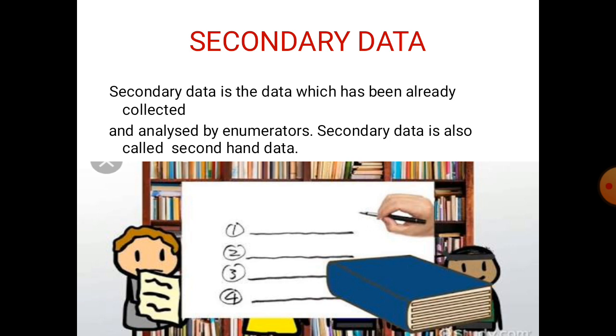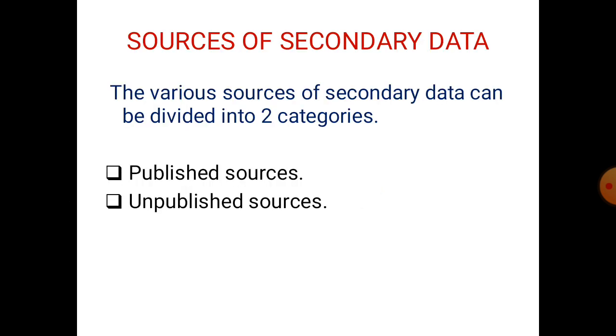Secondary data is the data that has already been collected through primary sources and made readily available for researchers to use for their own research. Now we will see the sources of secondary data.